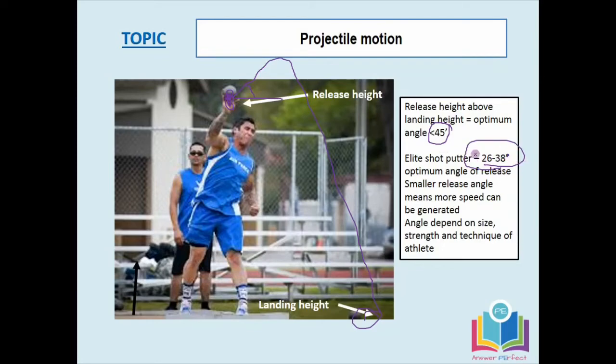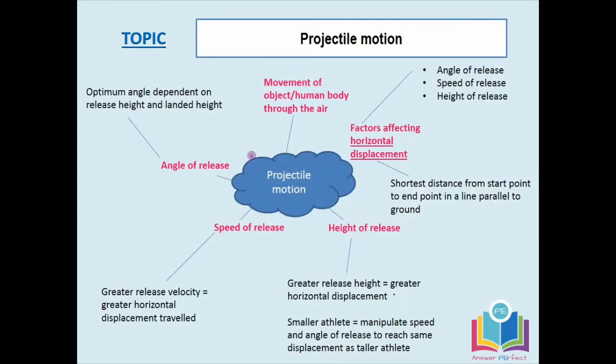That's the optimum angle. If we've got a smaller release angle, we can generate more speed. So the angle is dependent on the size, the strength, and the technique of the athlete. It's all well and good saying it needs to be less than 45 degrees, but it depends on the height of the athlete, how strong they are, and the technique. So we've done angle of release, and we've looked at 3 different examples. Let's look at speed of release then.